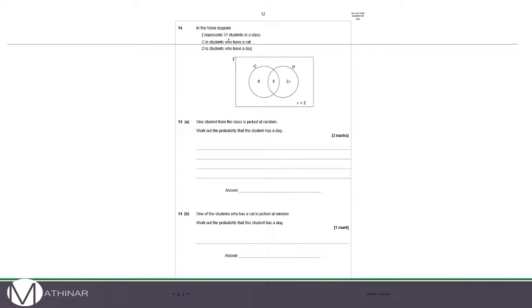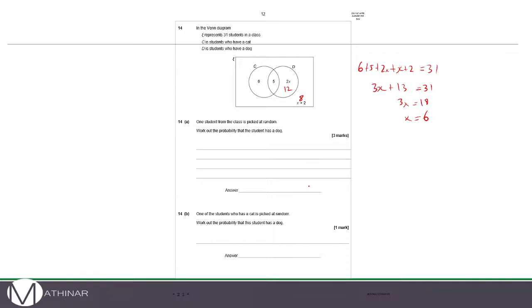So first of all, if we have 31 students in class, this plus this plus this plus this equals 31. Simplify this: 3x plus 13 is 31. That's 28 and that's 18. 3x is 18, so x is equal to 6. If x is equal to 6, then this number here is 12 and this number here is 8. One student from the class is picked at random. Work out the probability that the student has a dog.